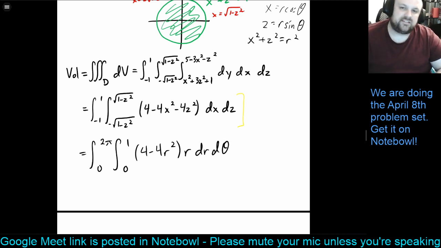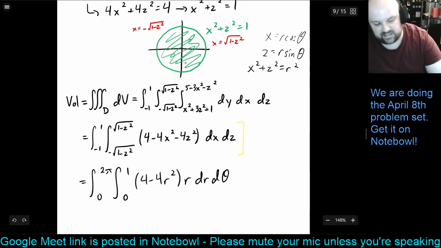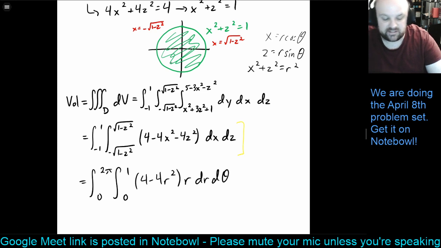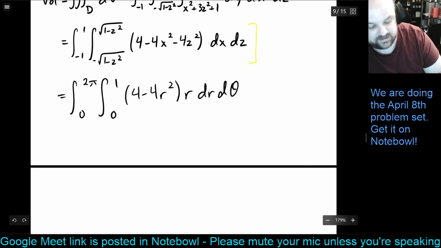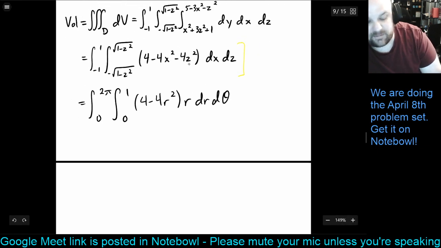Just because it's not exactly x and y, it doesn't matter. We're looking just at this region in the xz plane. It's a nice disk. Disks work better with polar coordinates. Now we just have to integrate this, which, if you think about it, is probably a lot nicer than what you're going to get out of this one.